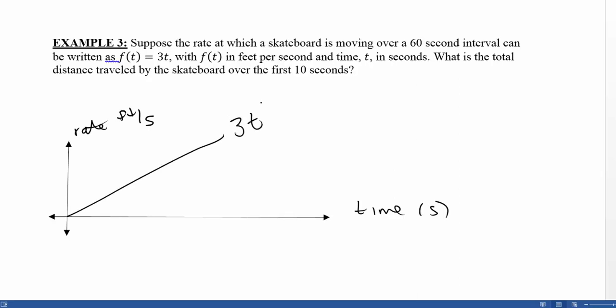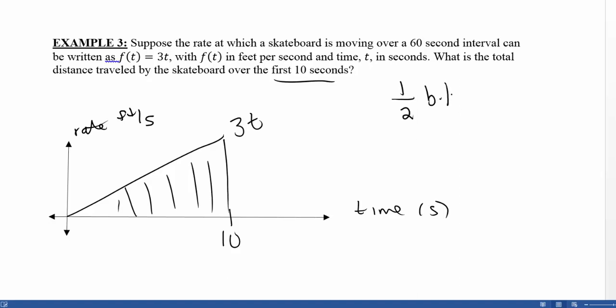Looks like that. And time, we said we want to know what's happening during the first 10 seconds, which means I'm looking for the area of a triangle. So the area of a triangle is 1/2 base times height. So if I know base and height, then I can use this method to find out my total distance traveled. So my base here is 10, right? That's my time unit, and I already know that I'm looking for 10 seconds. So I do know that part.